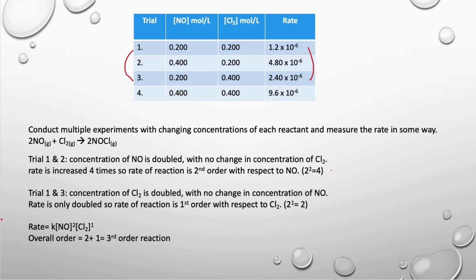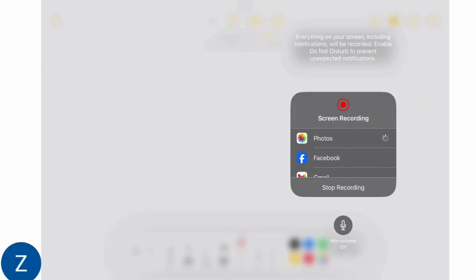Now let's look at how I've written it. My rate, the K constant, which has to be there every time we write the rate law. And then I write NO, the square brackets mean concentration, raised to the power of 2, and chlorine, again square brackets, raised to the power of 1. And when I combine 2 and 1, I get that it's an overall third order reaction.